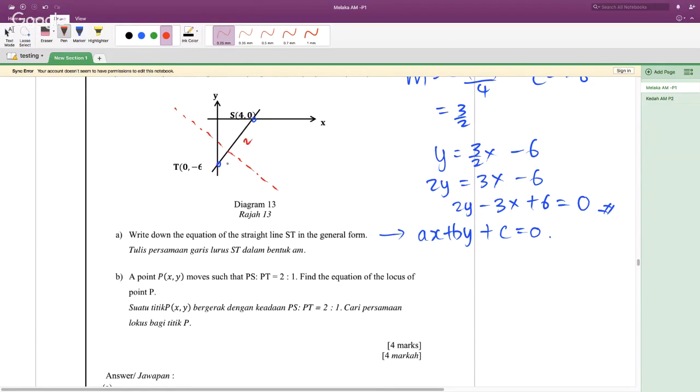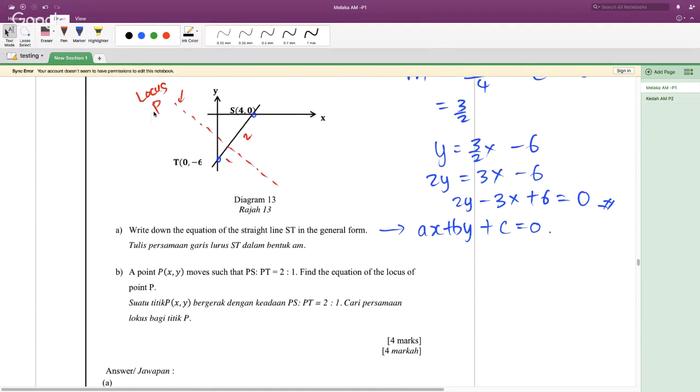So the ratio is 2, here the ratio is 1. Just assume this is the locus P. Whenever you see the locus, it just means you use the distance formula. So P is unknown, so I say P is (x, y). And then we know the coordinate S is just (4, 0). And then we know the coordinate T as well. T is (0, -6).